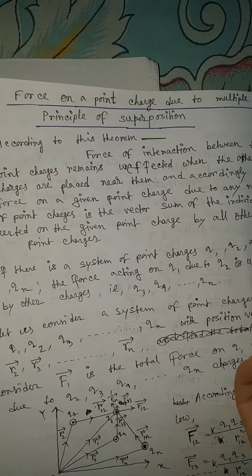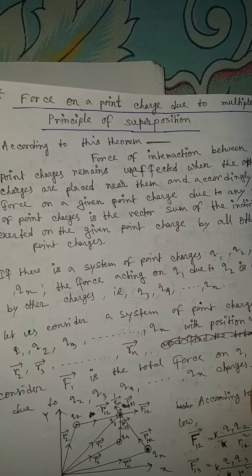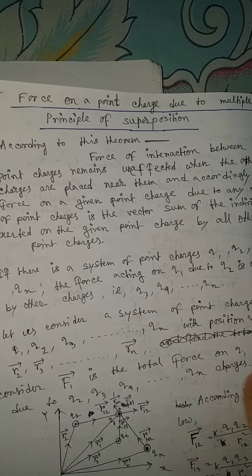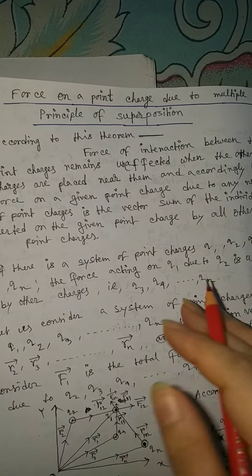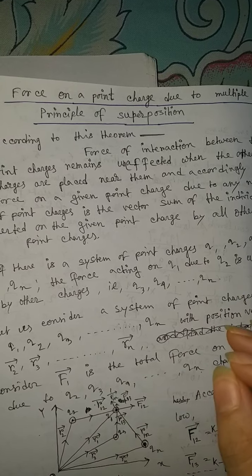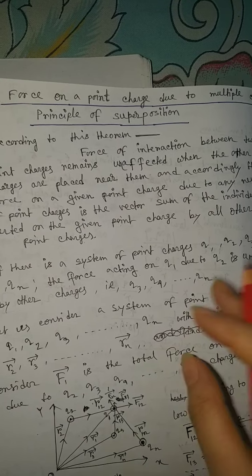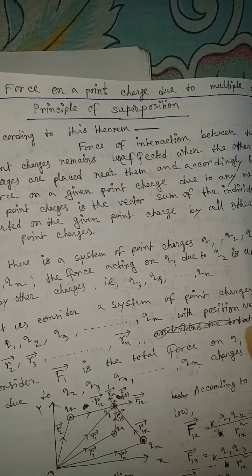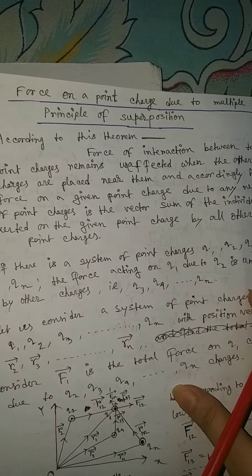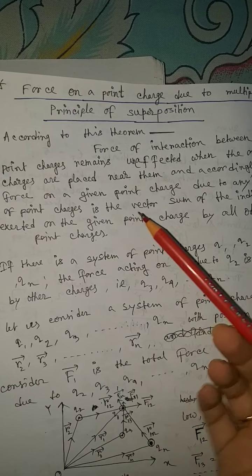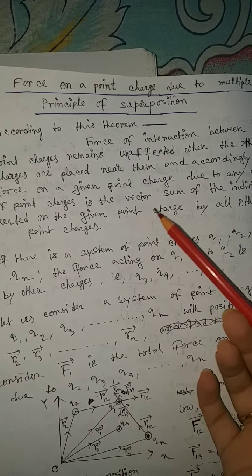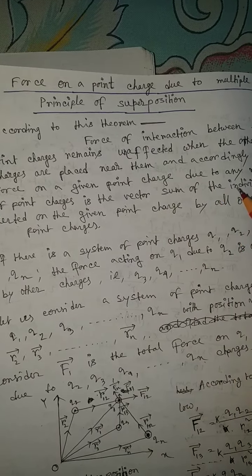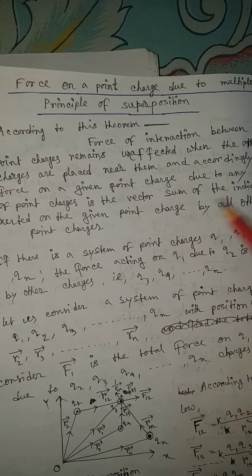Basically, according to the superposition theorem, if we place multiple charges and want to find the force on a charge, we find the force on that charge due to each of the other charges, and then simply add all the individual forces vectorially.